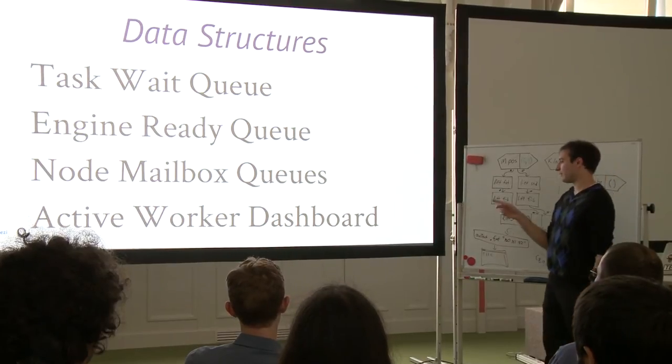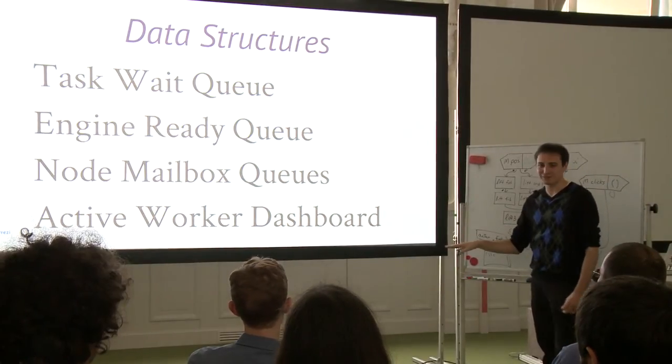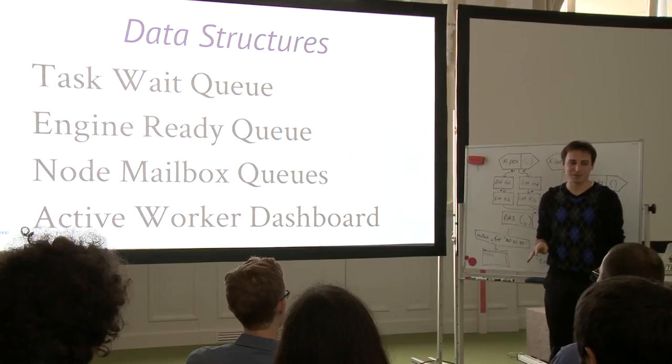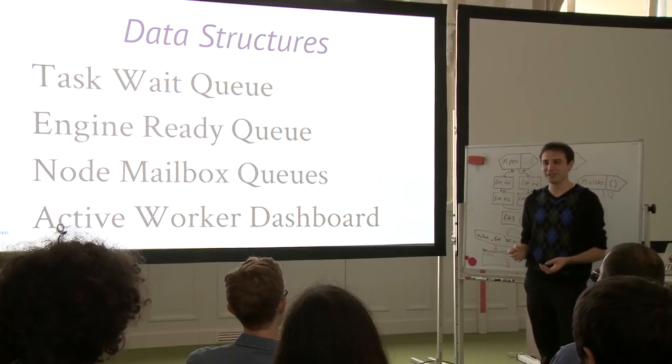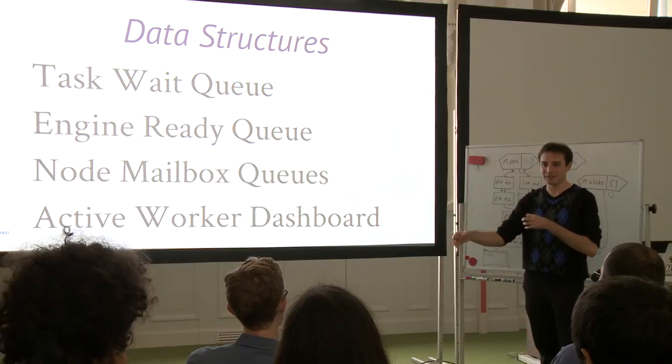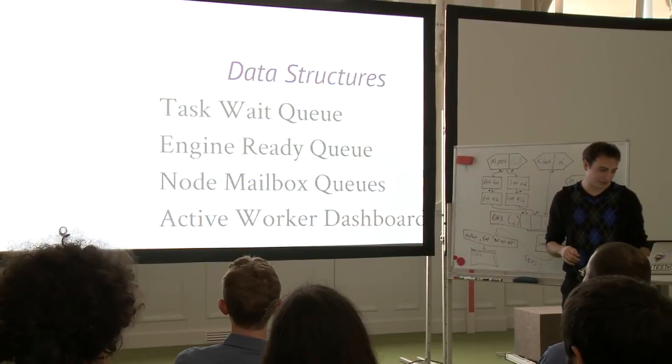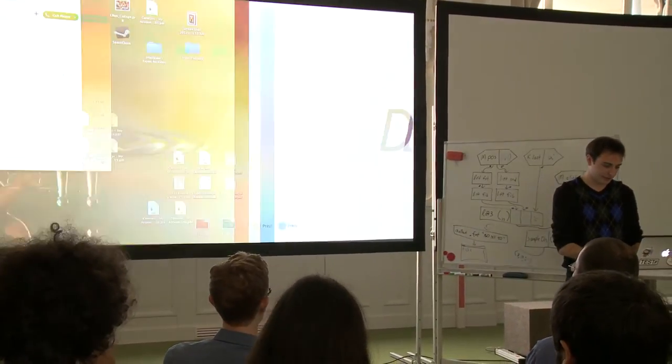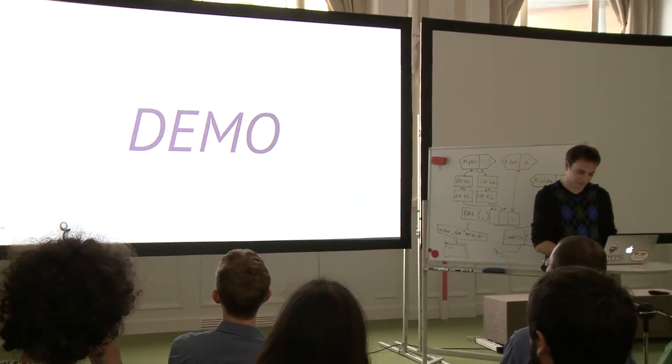And then finally, there's this thing called the active worker dashboard, which I threw in at the end for debugging purposes. But it actually looks really cool to see where some nodes are running on web workers. So that's kind of cool. So I'm going to show you how this works in the one demo I have.